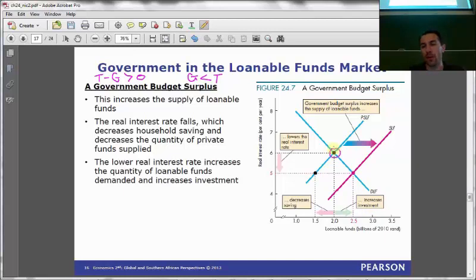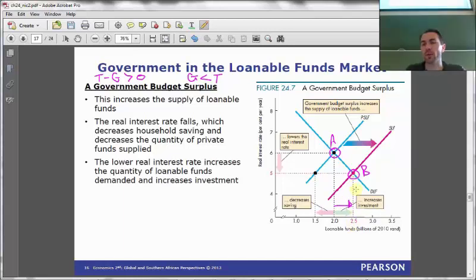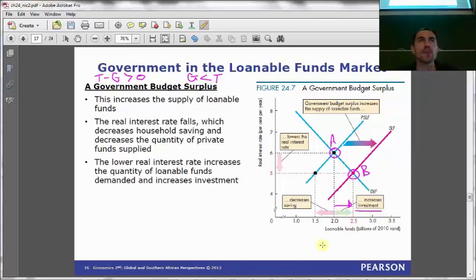So if we're moving from our initial equilibrium point here, call it A, and we move down to our new equilibrium point B, because our supply of loanable funds has increased, moving from point A to point B, the quantity of loanable funds has increased. Okay? With an increase in quantity of loanable funds, we have an increase in investment, which is what it says here. Increase in investment. So the real interest rate falls, which decreases household savings and decreases the quantity of private funds supplied, but the lower real interest rate increases the quantity of loanable funds demanded and therefore increases investment.